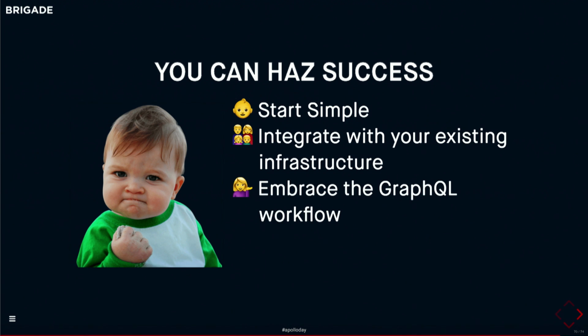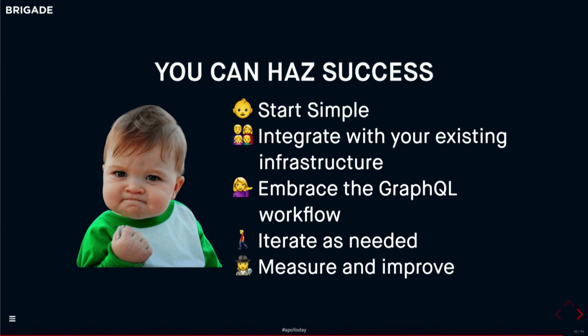If you embrace that GraphQL workflow of doing schema first and having development follow, you'll get a lot of productivity benefits. And just iterate as you need. Don't try to solve the world up front. When you need something, implement it. Of course, just measure everything you're doing so you know where to improve. If you're using Apollo Engine and you can see, these are our slowest things, this is what we should focus on, that's time much better spent than tackling theoretical problems.